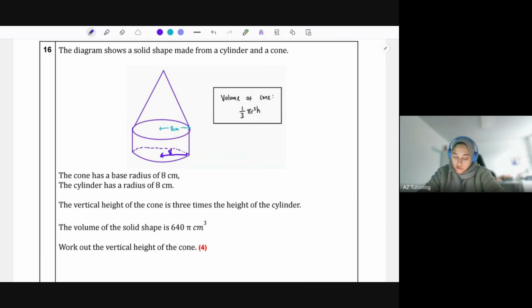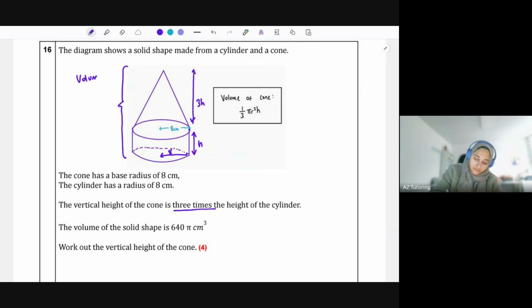It says the vertical height of the cone is 3 times the height of the cylinder. So let's say the cylinder height is h, then that means the cone height is 3 times h. It says the volume of the solid shape is 640 pi centimeters cubed. So this whole shape, the volume is 640 pi centimeters cubed. I'm just going to leave it like that. Okay, so we've got the volume here. Work out the vertical height of the cone.